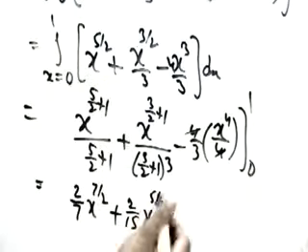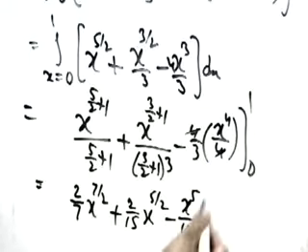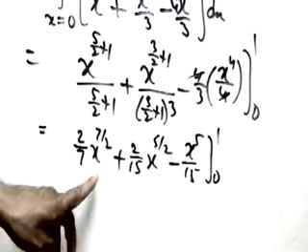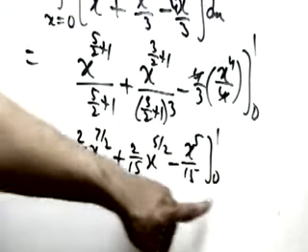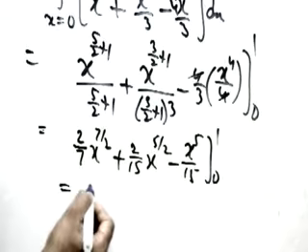Now lastly, x power 4, x power n plus 1 by n plus 1, 5 by 5, x power 5 by 5. Now 5 3s are 15. So we write 0 to 1. See here, if you put upper limit x equals 1, we will get 1 into 1 into 1 into 1. Lower limit is 0, so this all will become 0.